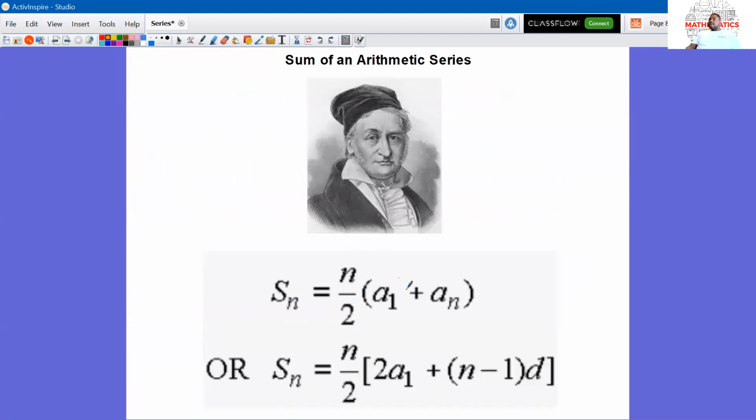Okay. And here it is here. This is the formula that will allow you to find the sum of so many terms of an arithmetic series. Okay. Now keep in mind that this is a formula for partial sums. Okay, so this is a formula for partial sum.